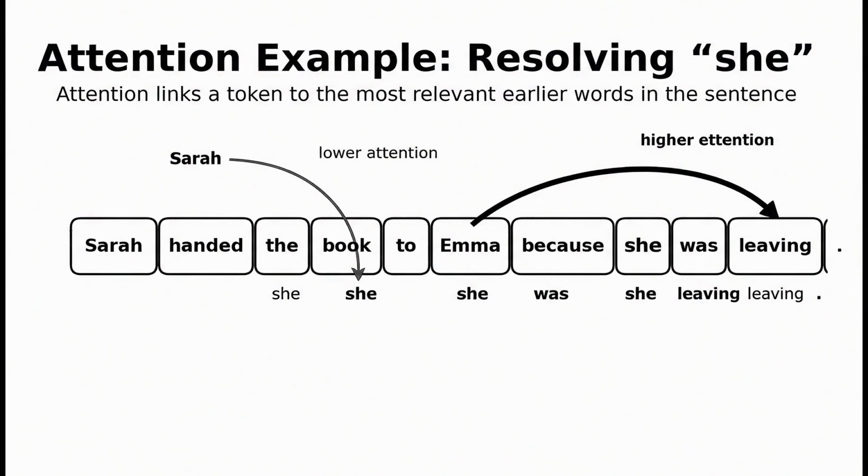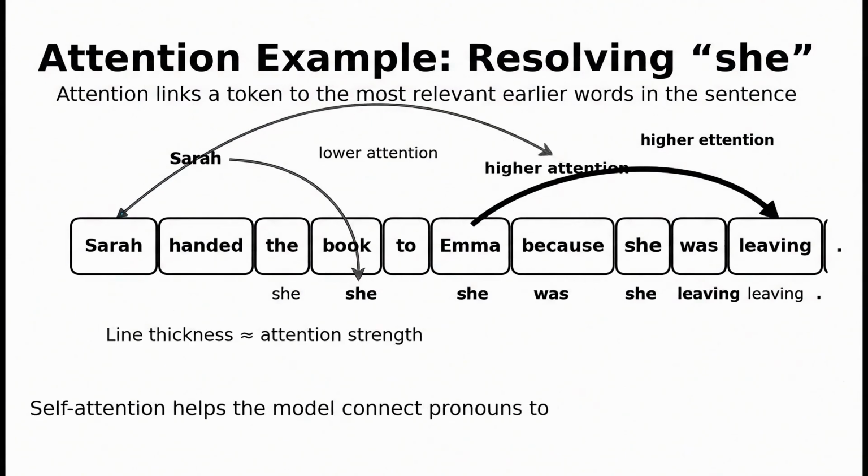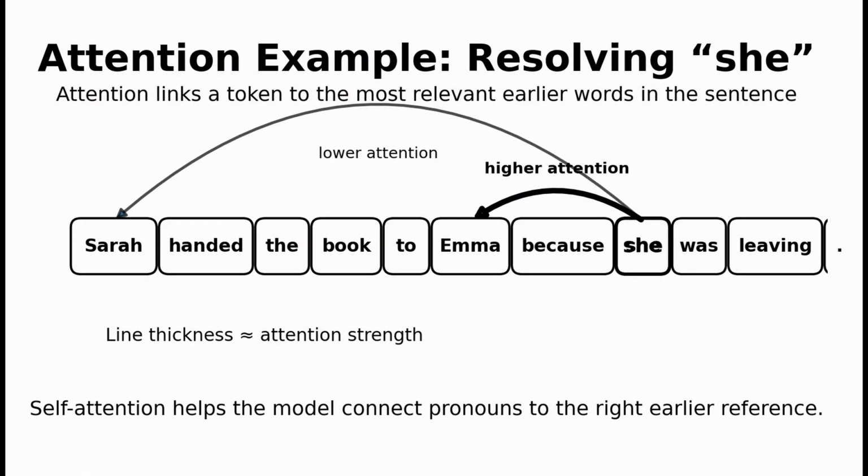So what makes transformers special? The short answer is attention. Attention is how the model decides what parts of the context matter most when interpreting a token. Take a sentence like, "Sarah handed the book to Emma because she was leaving."